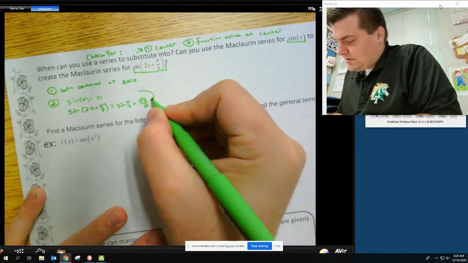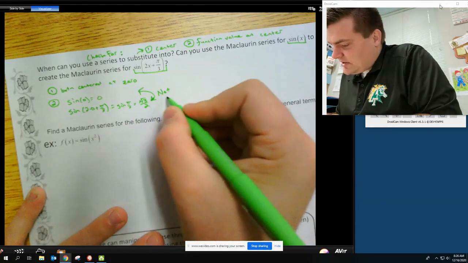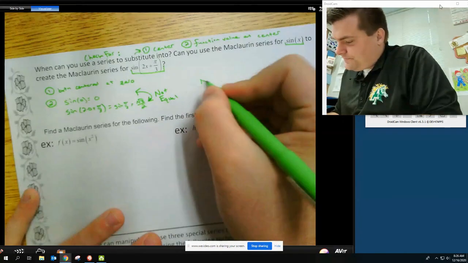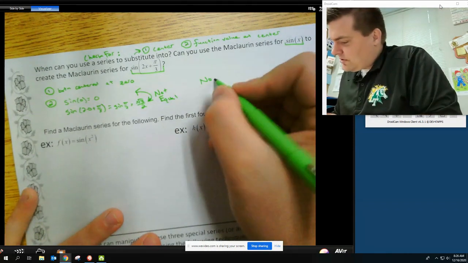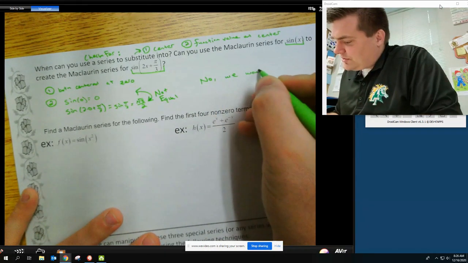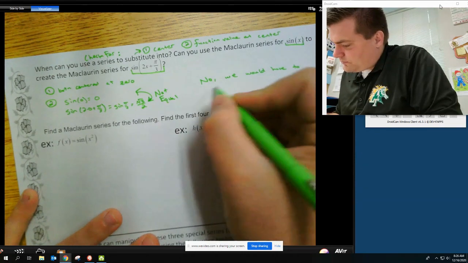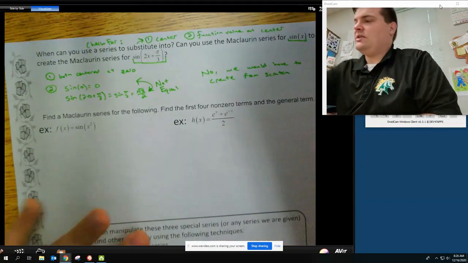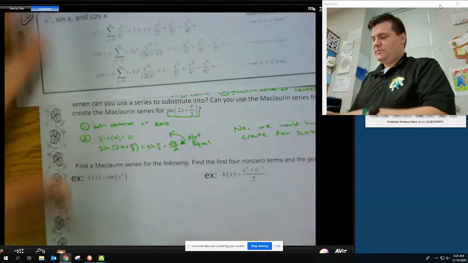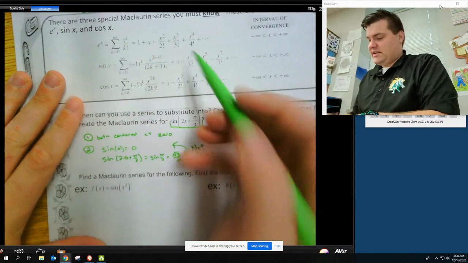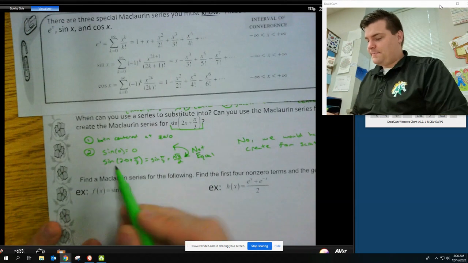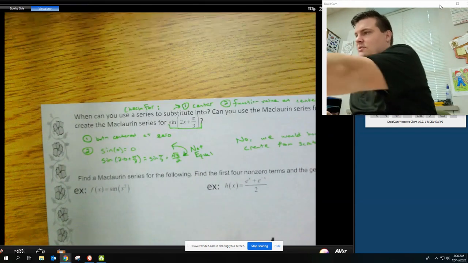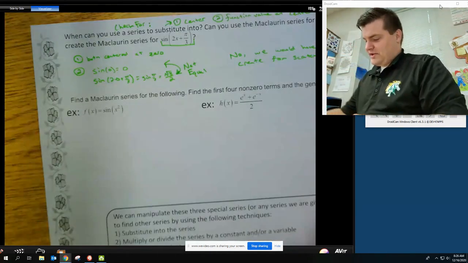So these are not equal. So no, you cannot. So no, we would have to create it from scratch. So we can't use this series that we can memorize and translate it into this, unfortunately, because the two centers don't match when we're at 0. Unfortunately.